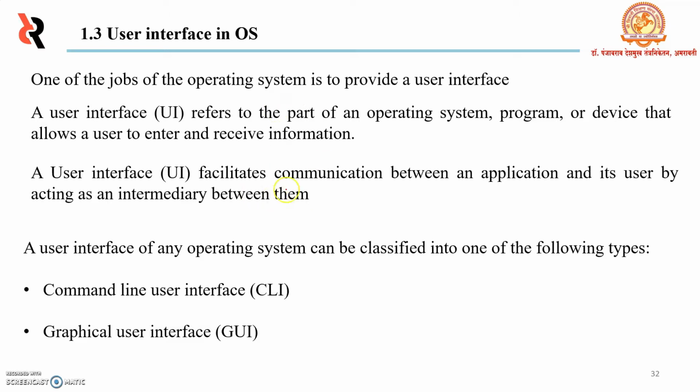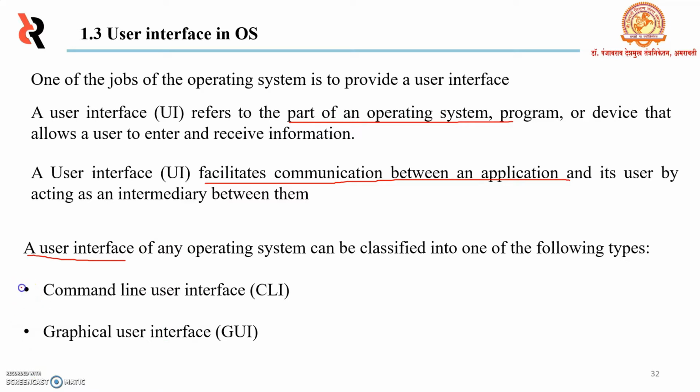The two basic functions of user interface of an application are to take the input from the user and to provide the output to the user. The type of input taken by the user interface and the type of output provided by the user interface may vary from one application to another application. User interface is a part of operating system. User interface facilitates communication between application and its user. A user interface of any operating system can be classified into one of the following types.